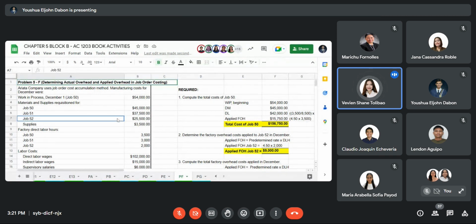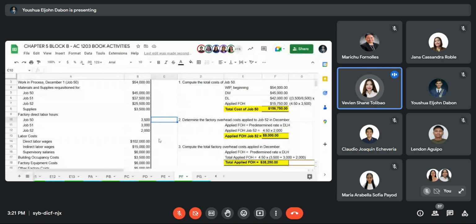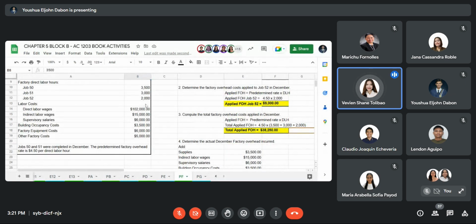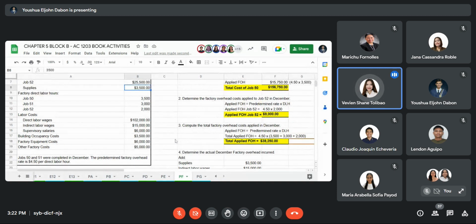Materials and supplies requisition for job 50 is $45,000. Job 51, $37,500. Job 52, $25,500. And supplies, $3,500. For factory direct labor hours, job 50, 3,500, job 51, 3,000, job 52, 2,000, and labor cost, direct labor wages, $102,000, indirect labor wages, $15,000, supervisory salary, $6,000, building occupancy costs, $3,500, factory equipment costs, $6,000, and other factory costs, $5,000. Job 50 and 51 were completed in December. The predetermined factory overhead rate is $4.50 per direct labor hour.